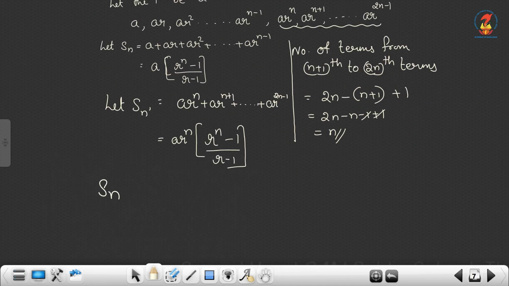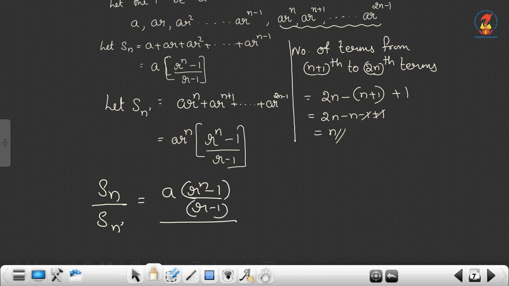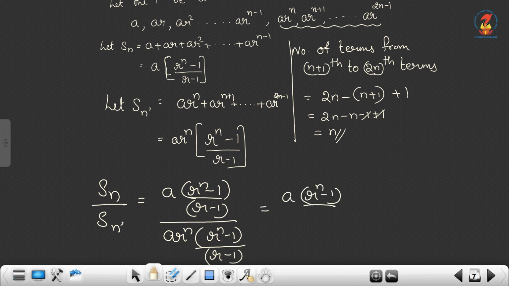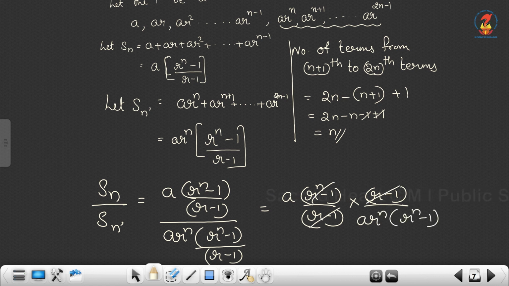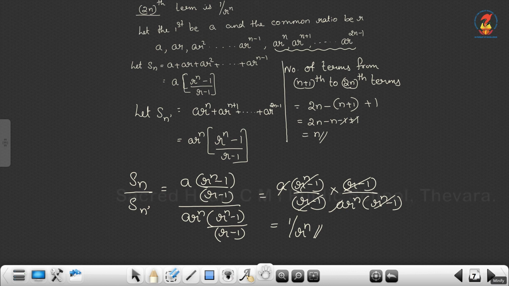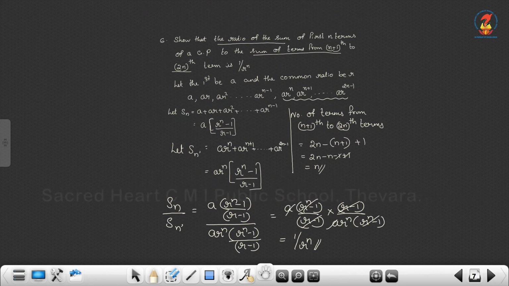Now we have to find the ratio. What is the ratio? Sn by Sn dash. So a into r raised to n minus 1 by r minus 1, and here we have ar raised to n into r raised to n minus 1 by r minus 1. Taking the reciprocal, r minus 1 in the numerator. We can cancel this, a cancels. It is 1 by r raised to n. Is it the answer given in the question? Yes, 1 by r raised to n.